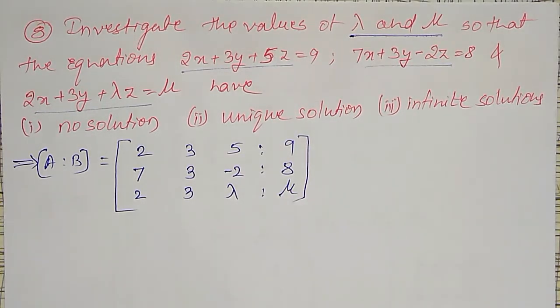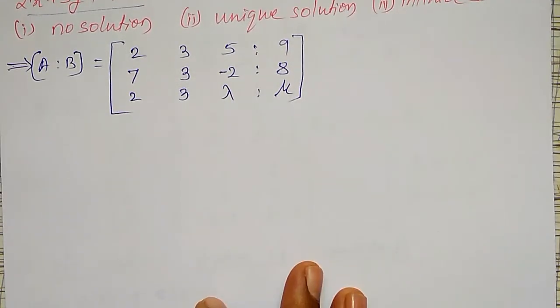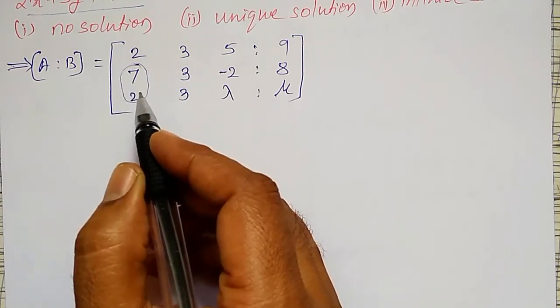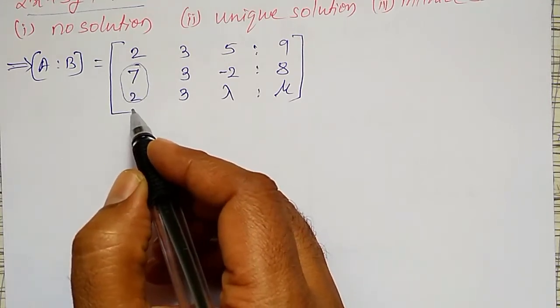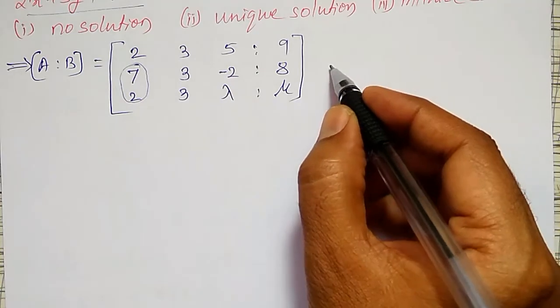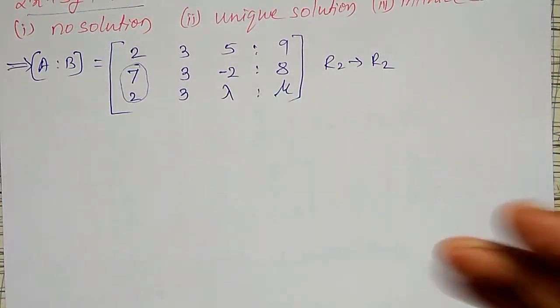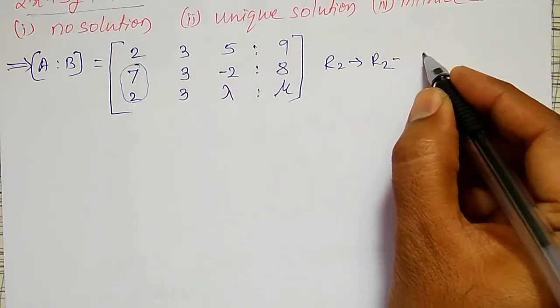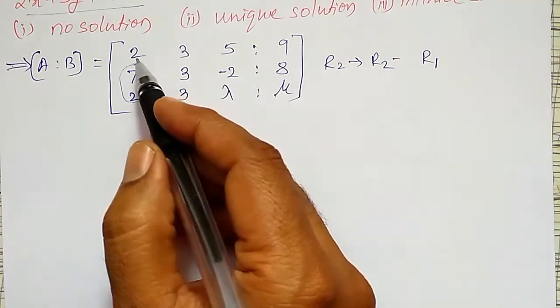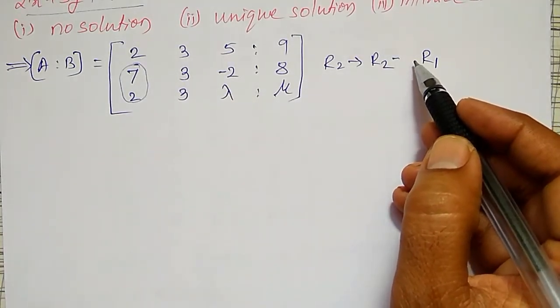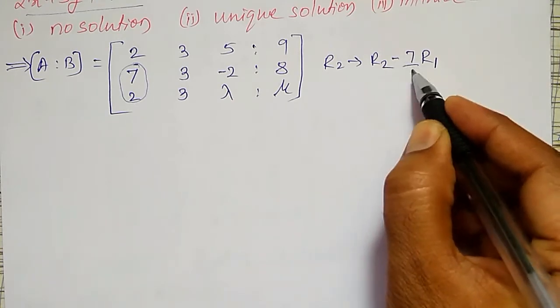Here, to find the rank of the matrix I have to convert the given matrix into row echelon form. To convert it into row echelon form I have to make the first column's two elements 0. To make them 0 I will apply row operations. R2 is replaced by R2 minus some constant times R1. I have to use R1 only. What constant do I have to multiply here? I will use 7 divided by 2.